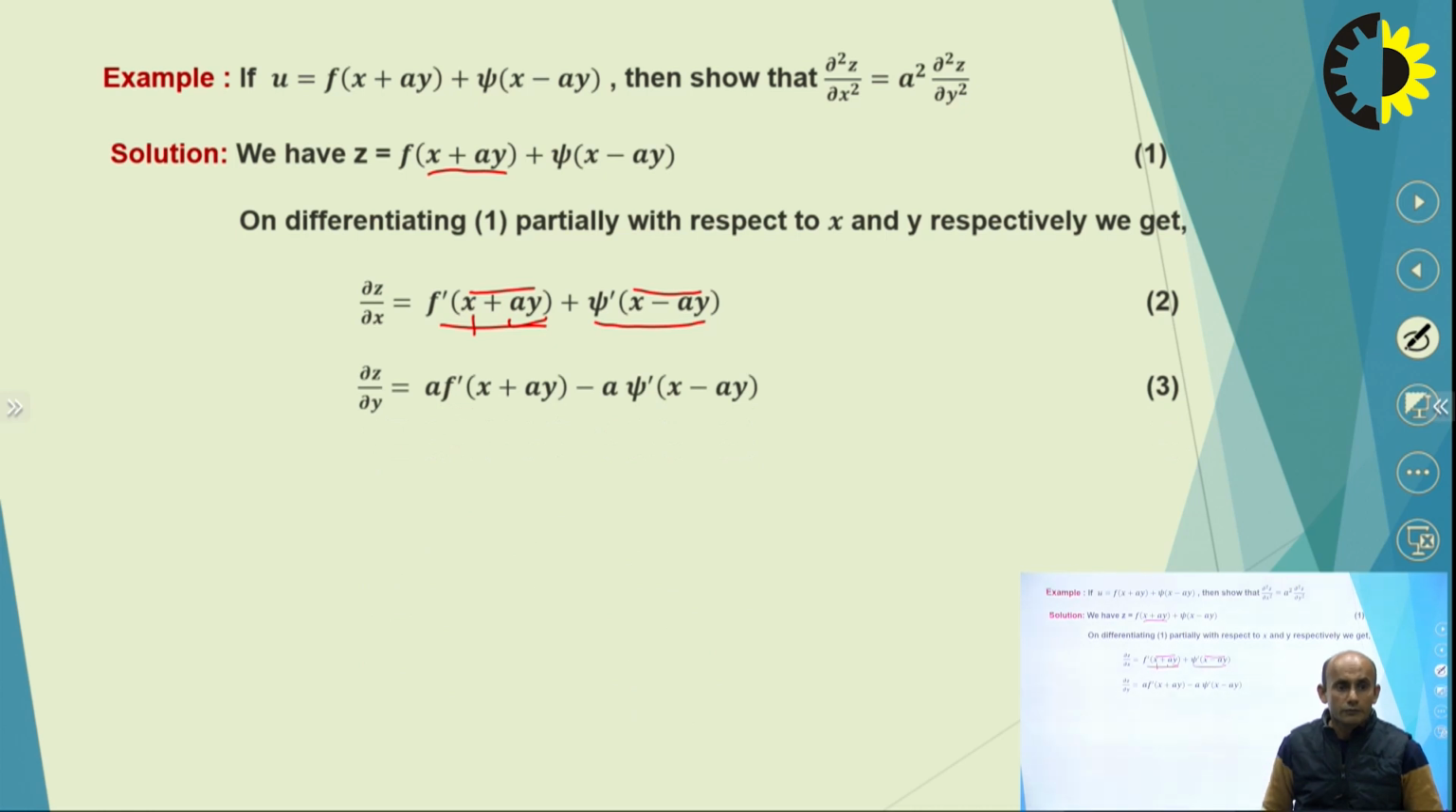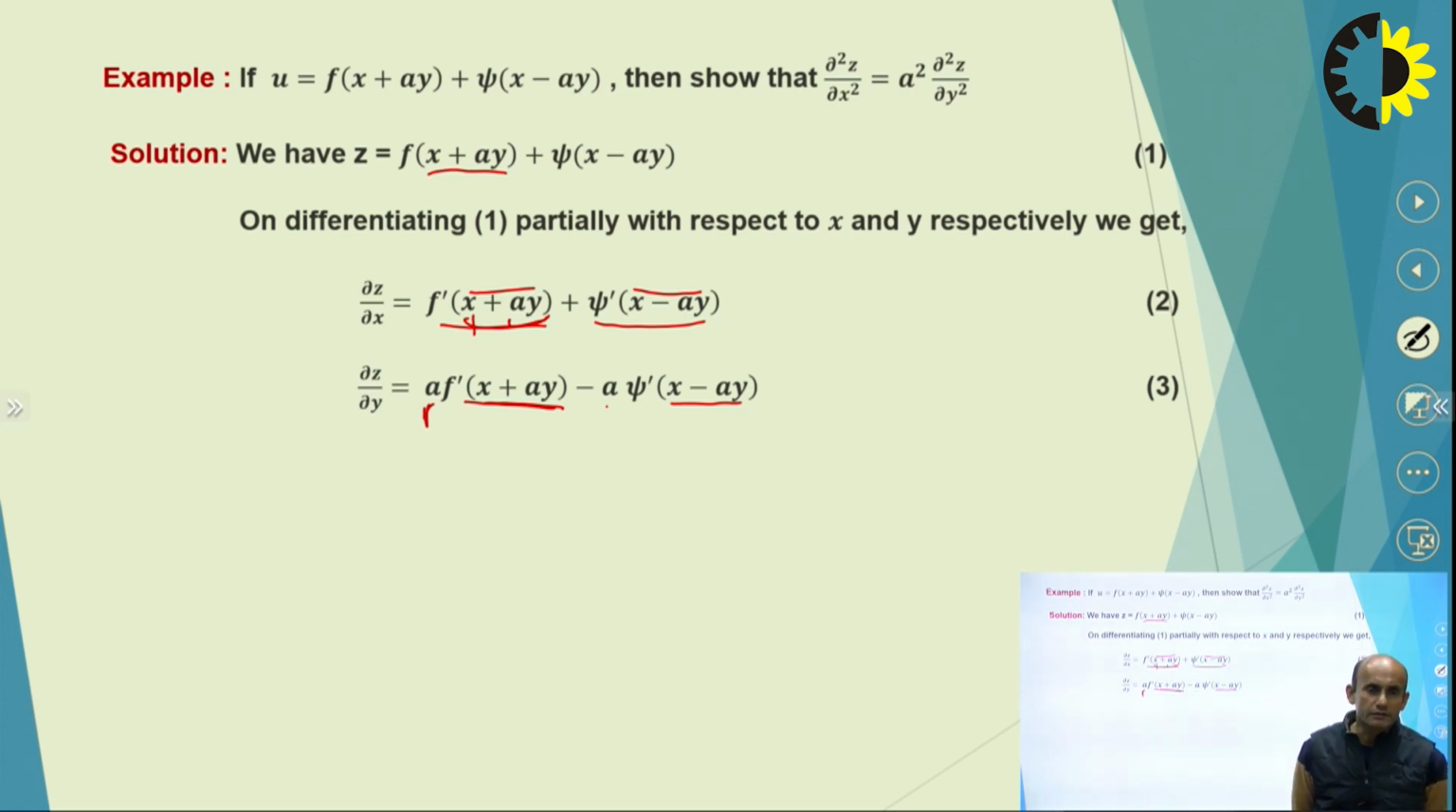Now if we differentiate this function with respect to y, then we get f dash x plus ay, and if we differentiate this term with respect to y, then we get a. So we get a f dash x plus ay. And similarly, if we differentiate the other function, then we get minus a. So we have del z upon del y equals a f dash x plus ay minus a psi dash x minus ay.